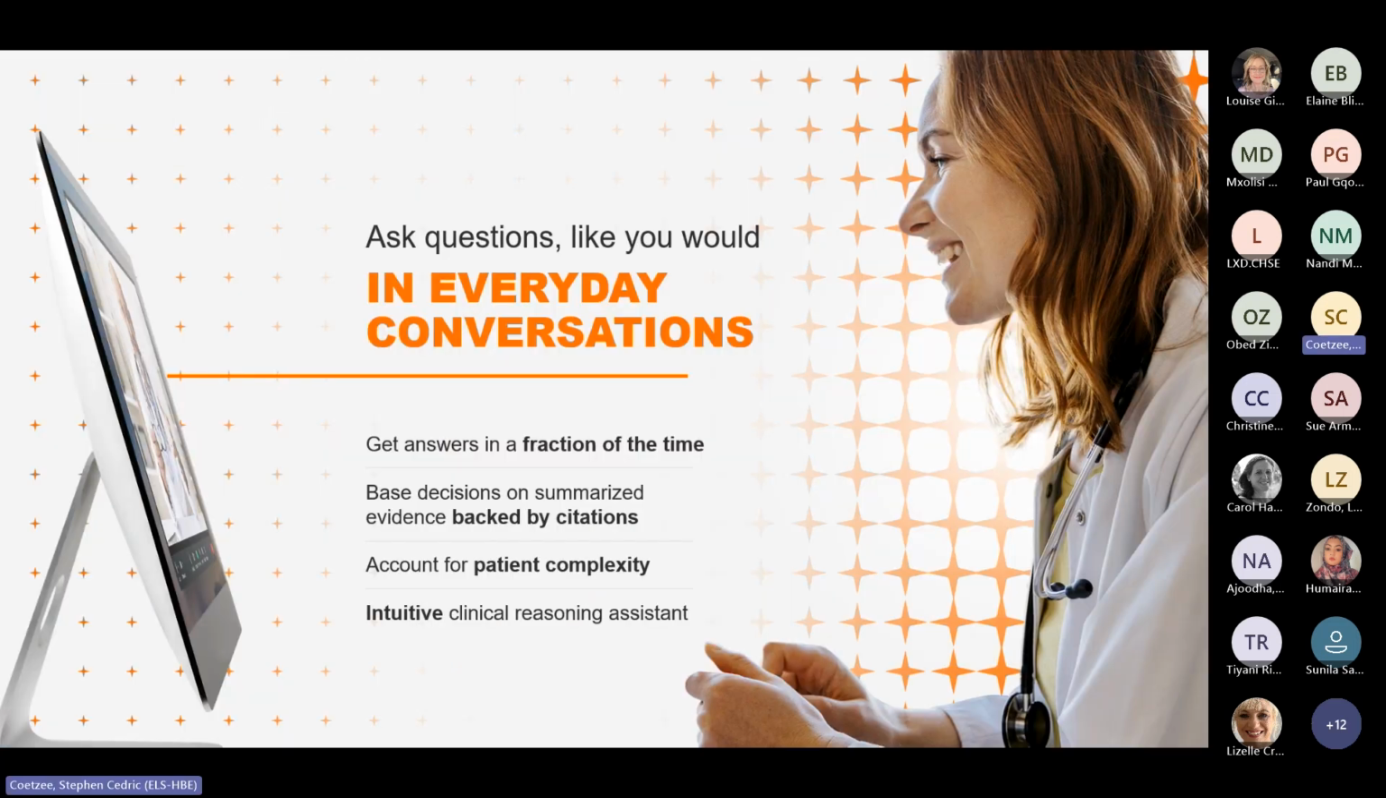Clinicians need to quickly uncover answers to complex patient cases. So with ClinicalKey AI, clinicians can ask questions the way you would speak to a trusted specialist, getting an answer in a fraction of the time. They can base their decisions on synthesized evidence delivered in a bulleted fashion and backed by citations. Clinicians can account for patient complexity, including multiple comorbidities, and tune responses to their own speciality and preferences. This is all possible with our intuitive clinical reasoning assistant, which is designed so clinicians can quickly search a comprehensive base of clinical research, all from one place.